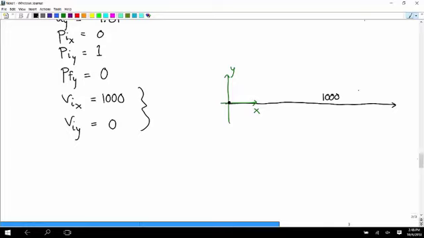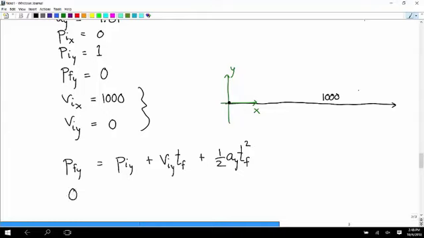Look for one that's going to work, and I'll save you some time. The one that'll work is PFY equals PIY plus VIY TF plus 1/2 AY TF squared. If you fill this in, it says 0 is equal to 1 plus VIY is 0, so plus 0, plus 1/2 times negative 9.81 times TF squared.